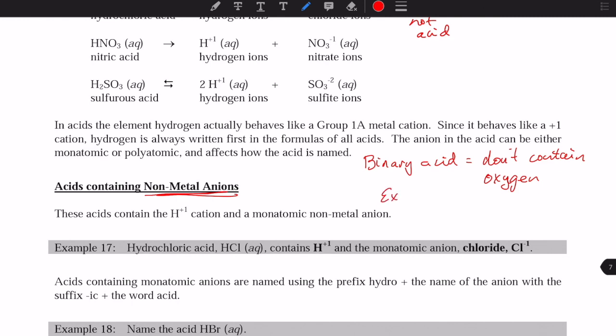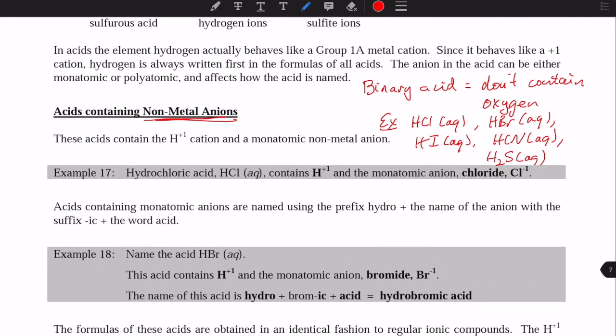Examples of these are HCl. Again, they have to end with aqueous. They start with an H, all of these acids. So HBr, for example, HI, and HCN is considered a binary acid. H2S would be considered a binary acid as well.